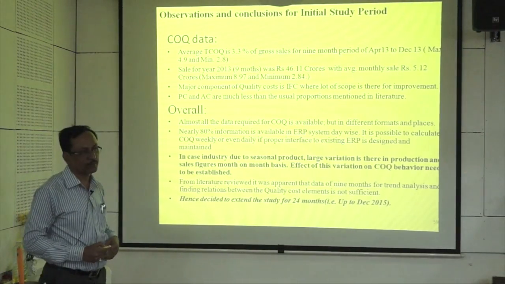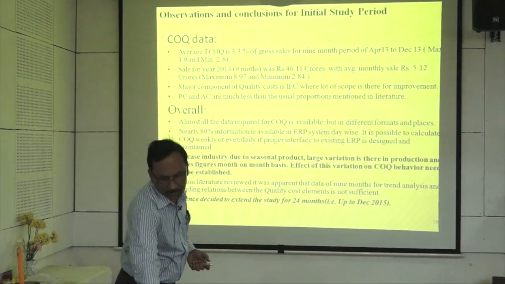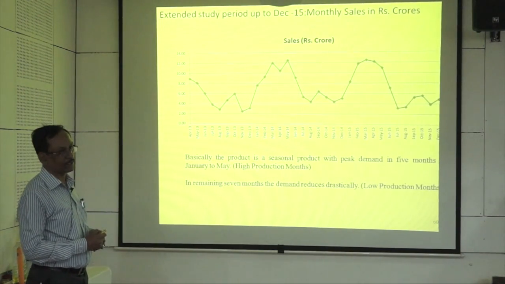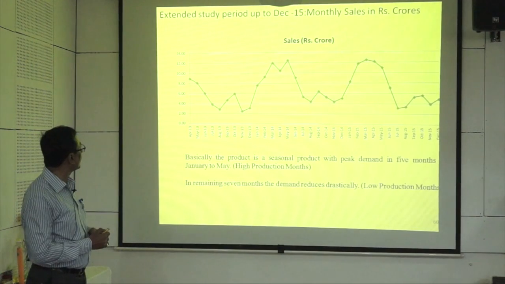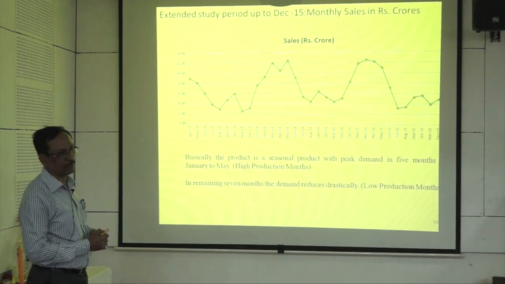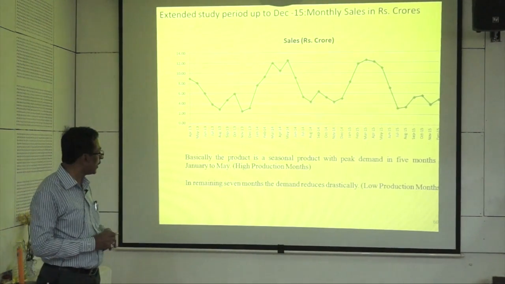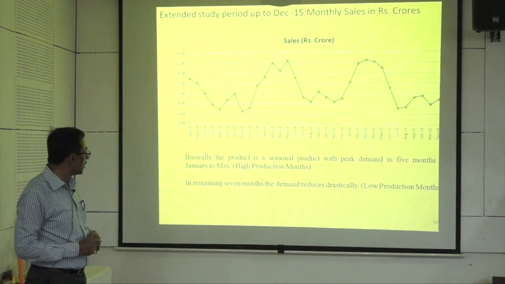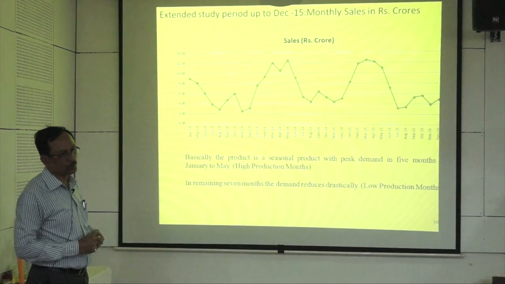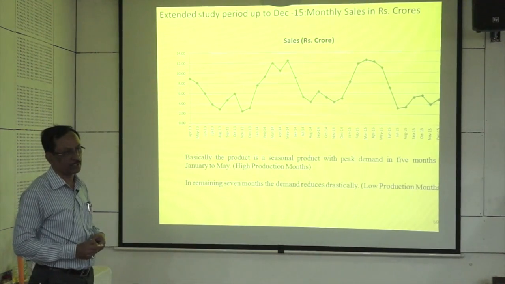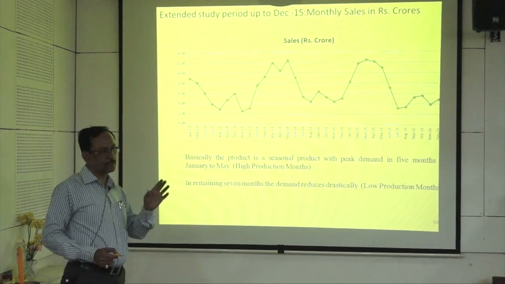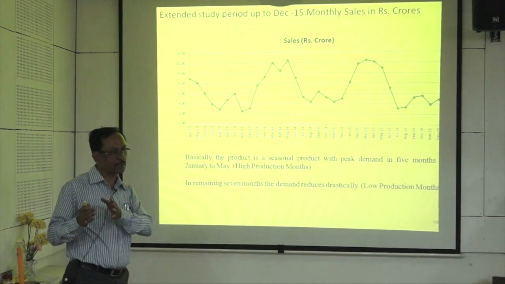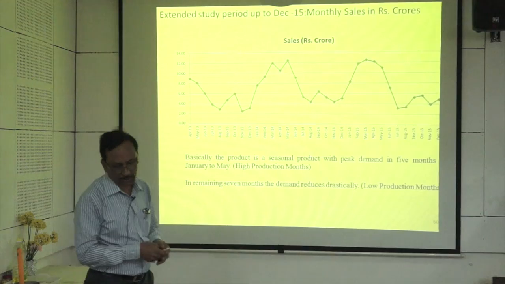So up to December 2015, I extended the study, and here you can see the gross sales variation. 1 month it is 2 crore, 1 month it is 12 crore. Okay, the 5 months January to May we identified as high production months, and the remaining, June to December, are low production months. So all my studies are in these 3 periods. One total period, another high production period, third low production period, and then we will compare.